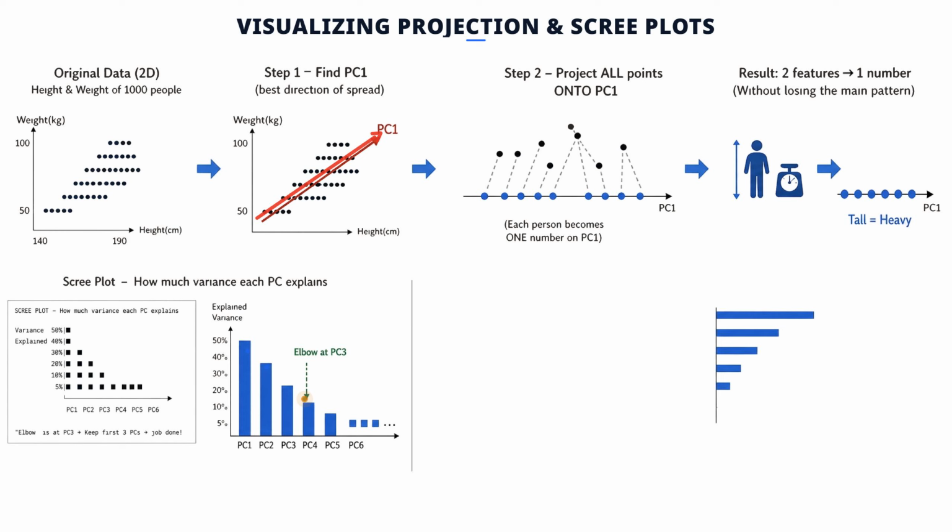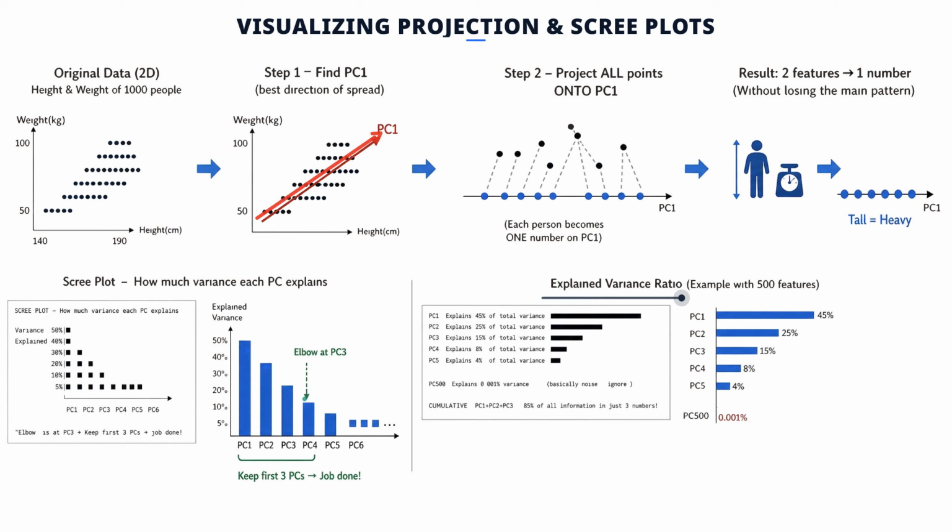This elbow is the point where adding more components gives us diminishing returns. By just keeping the first 3 PCs, the job is effectively done. A key metric to confirm this is the explained variance ratio. In this example, with a massive 500 features, the first few components capture the majority of the data's patterns. When we add up what they explain, PC1, PC2 and PC3 combined explain 85% of all the original information.